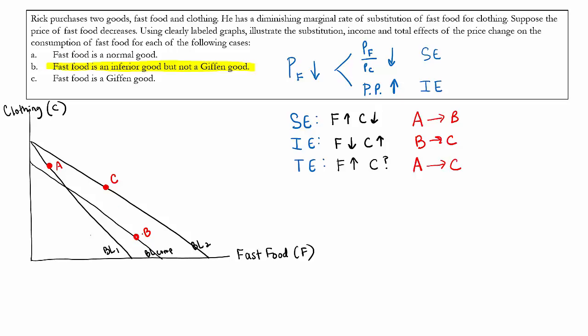From A to B, Rick substitutes away from clothing towards fast food. From B to C, he buys less of the inferior fast food and more of the normal good clothing. And from A to C, his consumption of fast food does go up. Last, let's put on our indifference curves. And now we have decomposed the total effect of the price decrease for Rick, assuming that fast food's inferior but not Giffen.